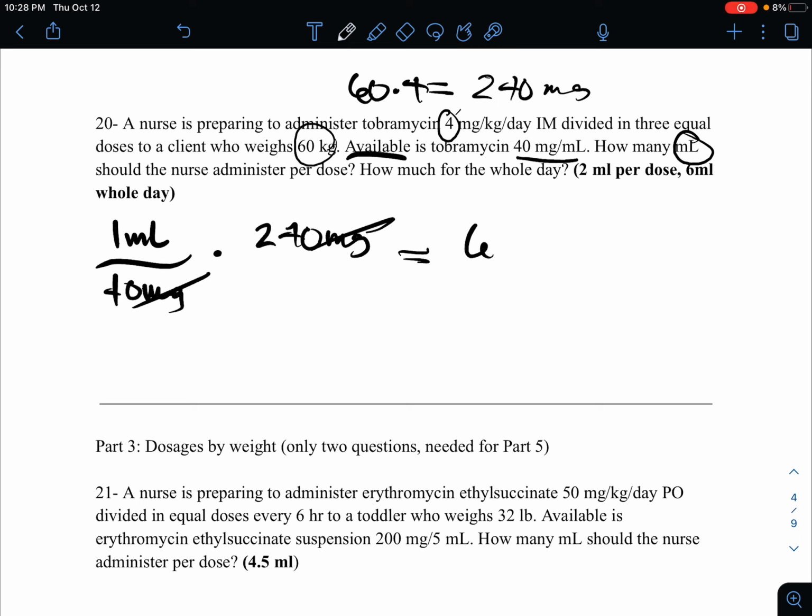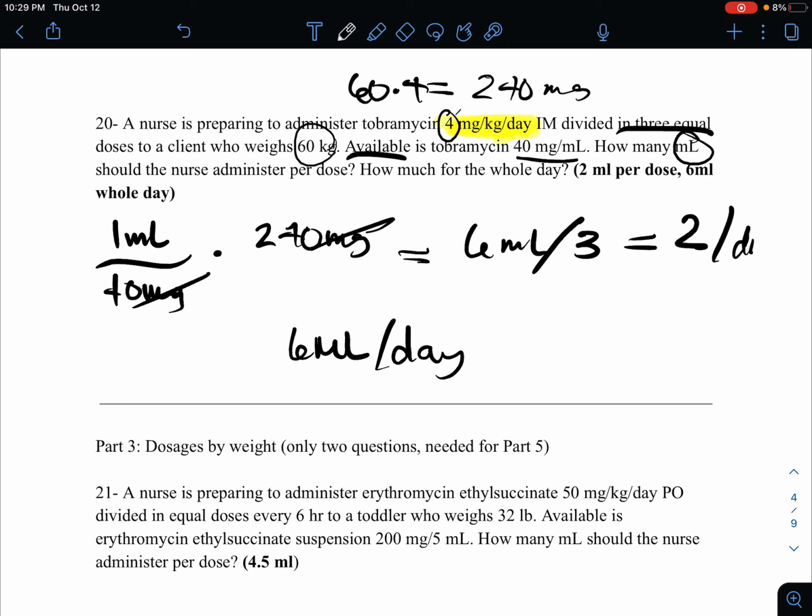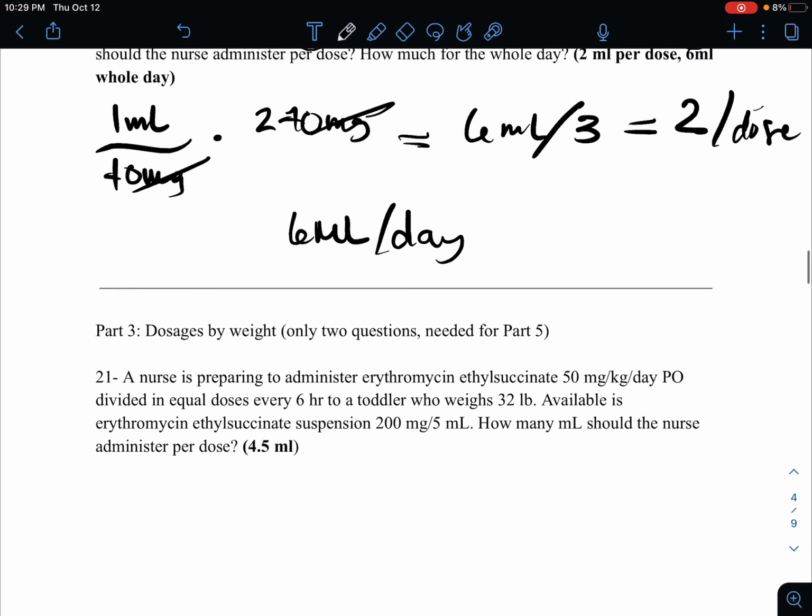But remember, this is divided into 3 equal doses. And if you read the question very, very carefully, this says 4 milligrams a kilogram a day. So, because of that, this is for the whole day. This right here, 6 milliliters, is for the whole day. And since it's in 3 equal doses, you're going to have to divide it by 3. And that will give you 2 per dose. For the whole day, 6 milliliters per day and 2 per dose. Those are your 2 answers.